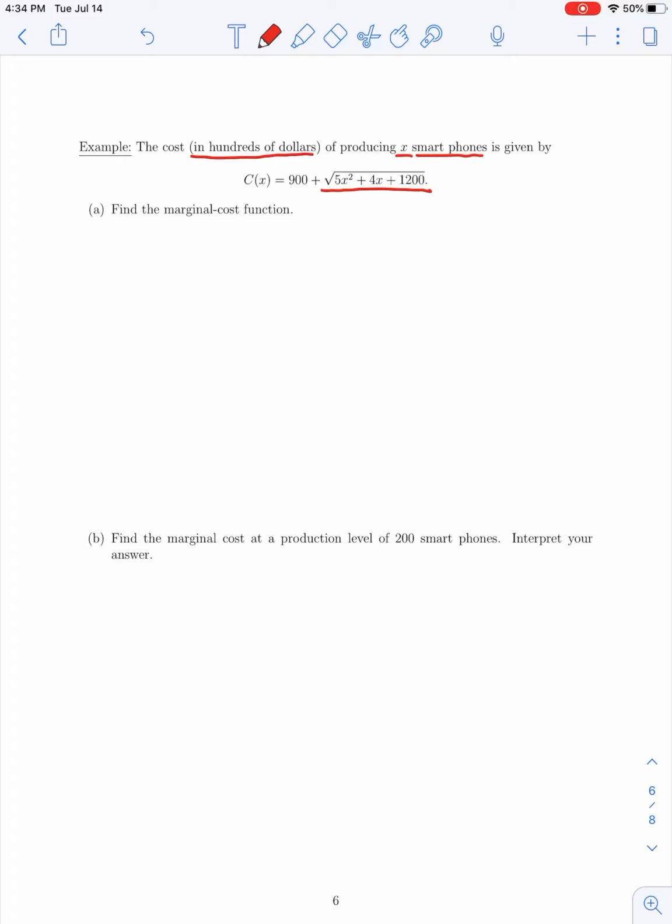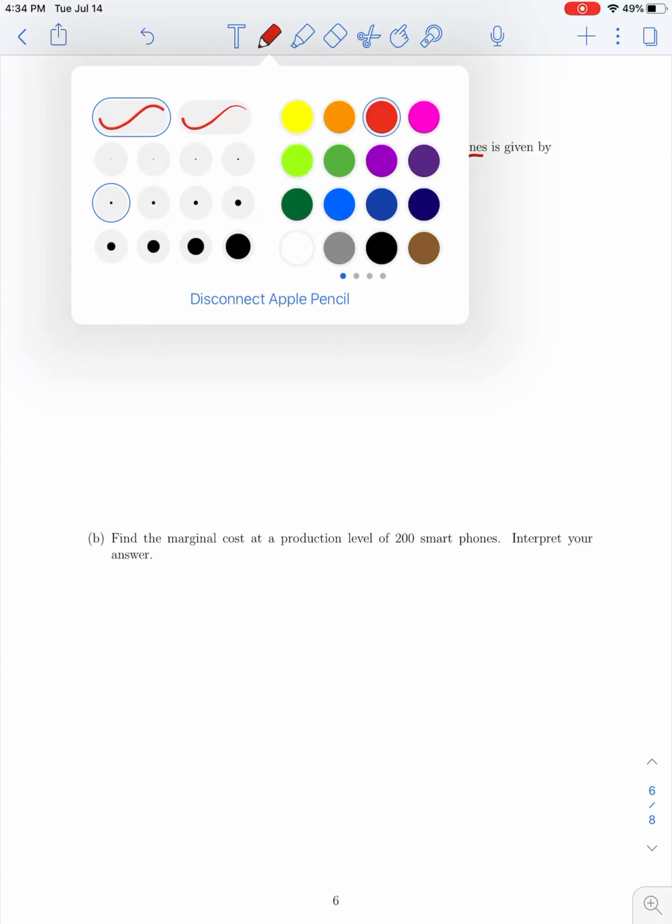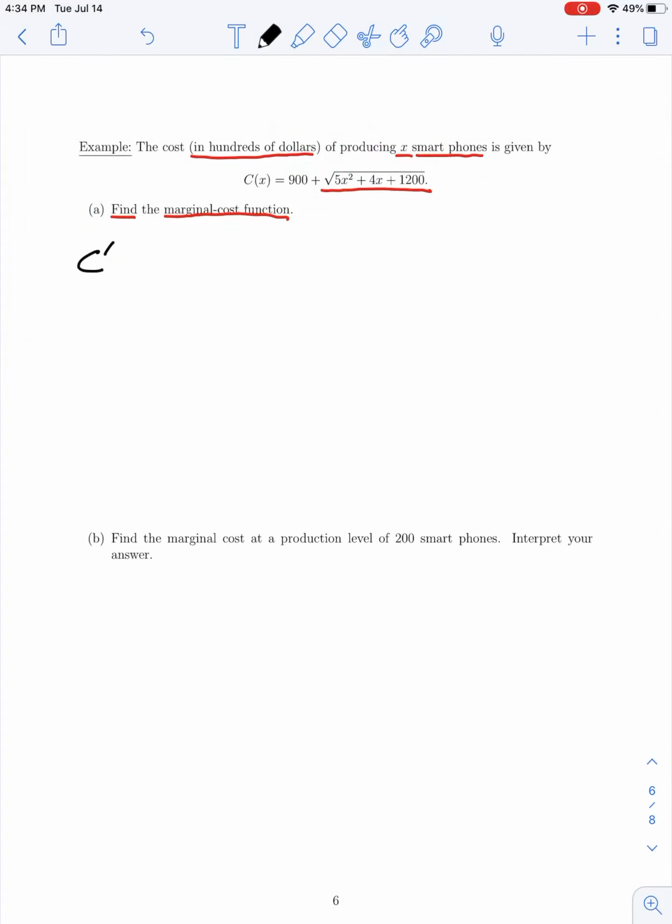Now, in part A of this problem, we're told to find the marginal cost function. Recall the marginal cost is simply the derivative of our cost function. Remember, the term marginal is used to denote the rate of change of a quantity, which is the derivative of that quantity. So here, in order to differentiate our cost function and get the marginal cost, C prime of x, we could first differentiate the constant 900, and the derivative of any constant is 0, and then we're differentiating this square root of a polynomial.